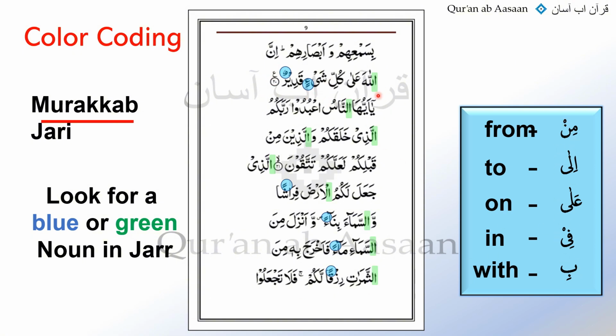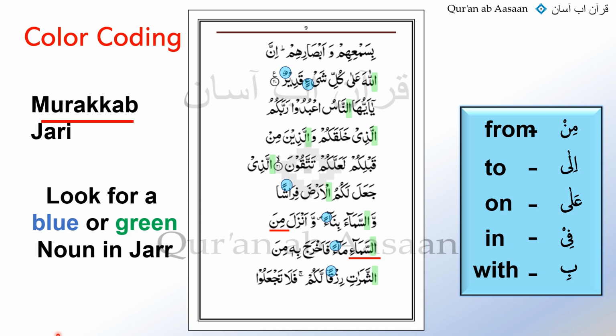If there is an already colored noun in jar and behind that noun is one of these harf jars, then voila, we found our murakkab jari, and that is when we will be coloring it in red. All right, so let's have a look at this page. Okay, I have unmuted X, Y, and Z, and let's start. Which one can you see first on this page? Minas samai, excellent. We will underline it red like this.